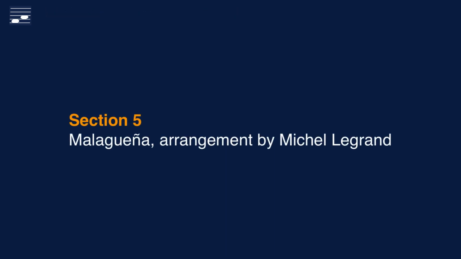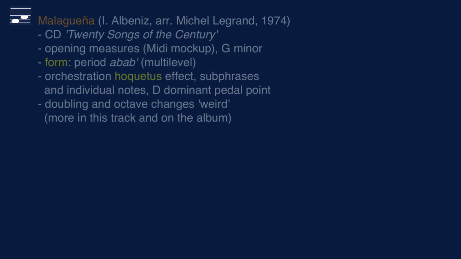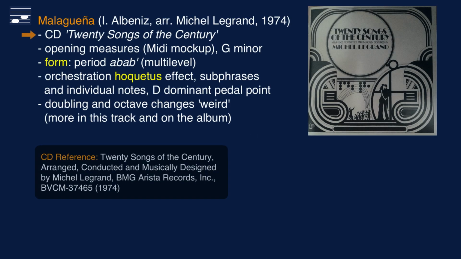Another 80 years later we find this example, the Michel Legrand arrangement of Malagueña by Isaac Albeniz for studio orchestra. The track is on the album 20 Songs of the Century from 1974. When my saxophone teacher showed me this vinyl record, it was a deeply formative experience, and it took me decades to find a CD release.